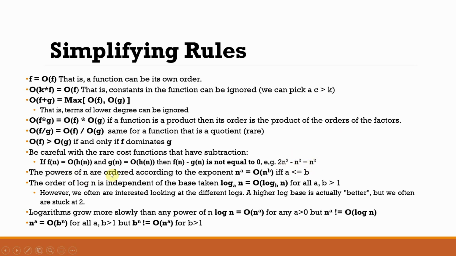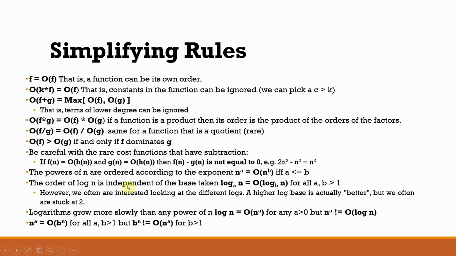The powers of n are ordered according to the exponent, right? So n to the a is going to be of order n raised to power b if and only if b is greater than or equal to a, right? But we always want to find the tightest function, right? So in this case, it's going to be order of n to the a.